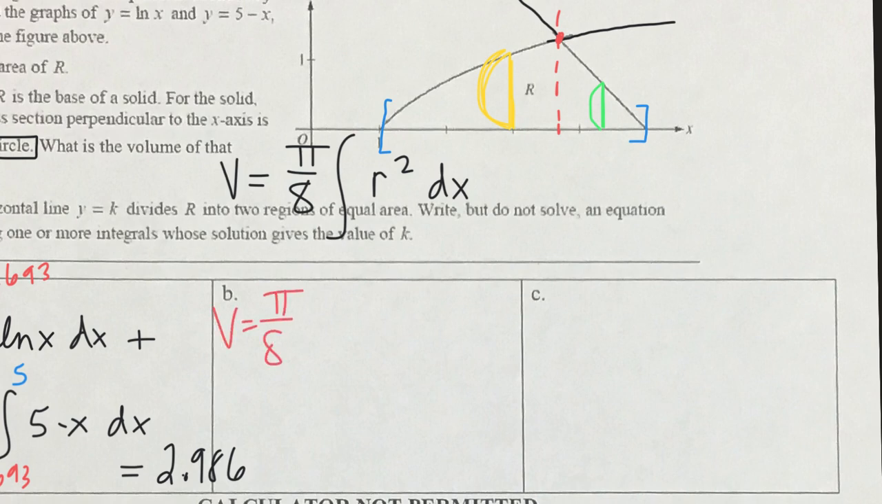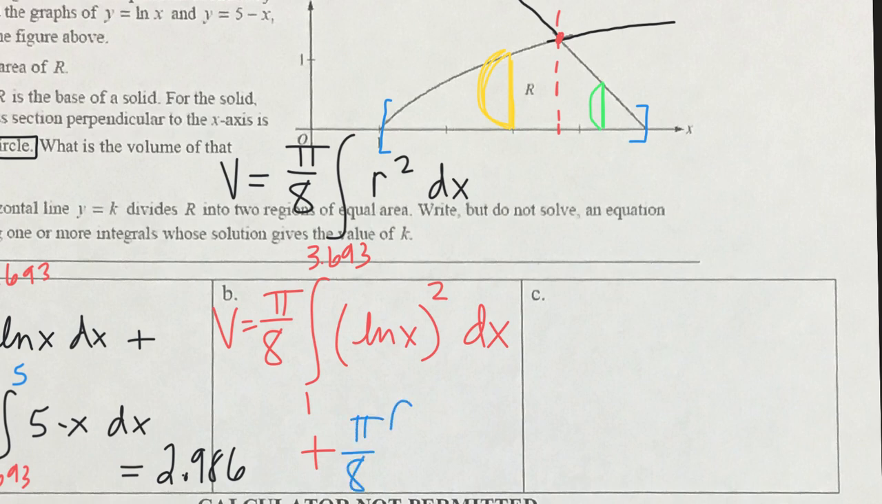So pi over 8 times the integral from 1 to 3.693 of (natural log x) squared, right? So it's pi r squared, plus pi over 8 times the integral from 3.693 to 5 of (5 minus x) squared dx. Okay, (5 minus x) squared dx. So that's what we're putting into our calculator.